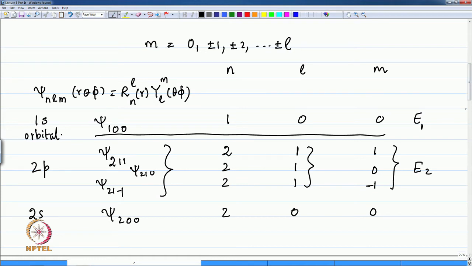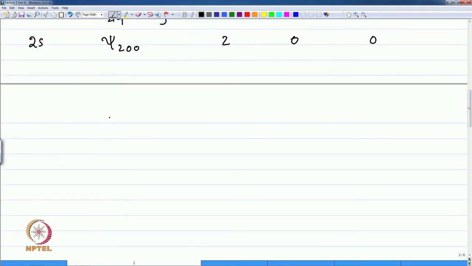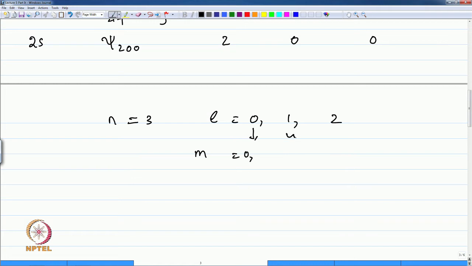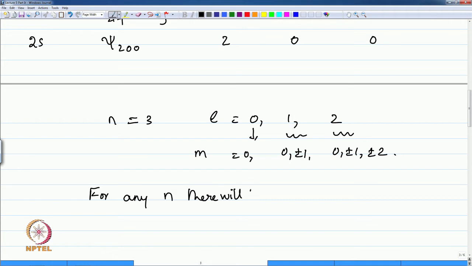And likewise for n equal to 3, you will have l equal to 0, 1 or 2. l equal to 0 will give you m equal to 0, l equal to 1 will give you three values, 0 plus minus 1, and l equal to 2 will have 5 values, 0 plus minus 1, plus minus 2. Therefore, for any n, there will be n square wave functions, all of which are degenerate.